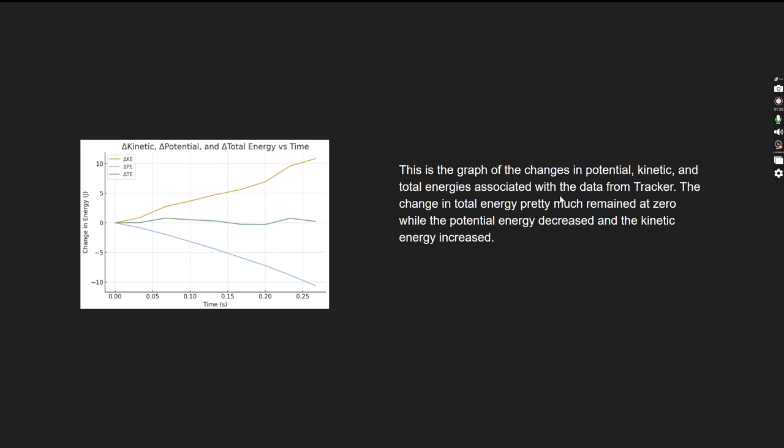This is the graph of the changes in potential, kinetic, and total energies associated with the data from Tracker. The change in total energy pretty much remained at zero, while the potential energy decreased and the kinetic energy increased.